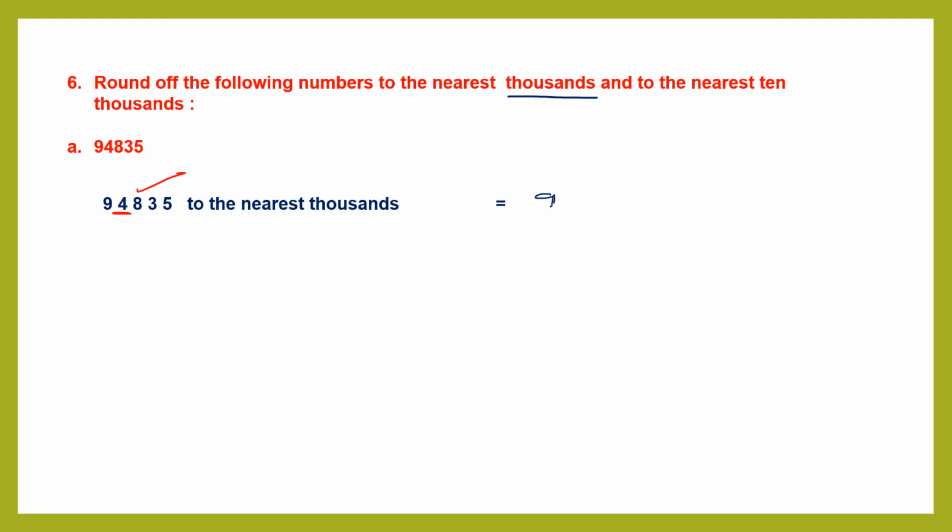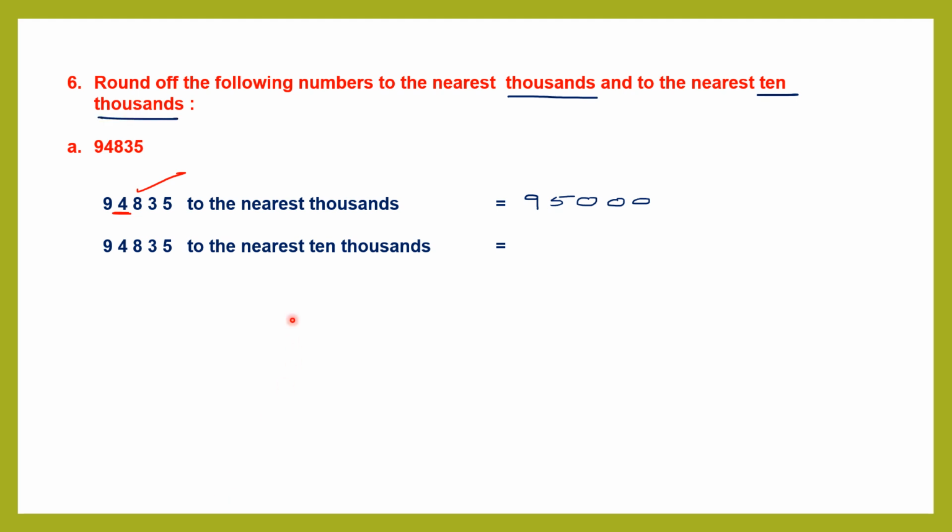4 is 4 plus 1, which will become 5. The others become 0. So there are 3 zeros. So we have rounded it off to 95,000. Next is to round it off to the nearest 10,000. It's given in the question, round it off to the nearest 10,000.